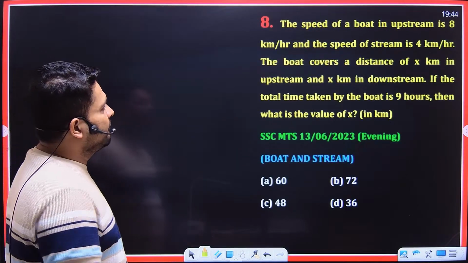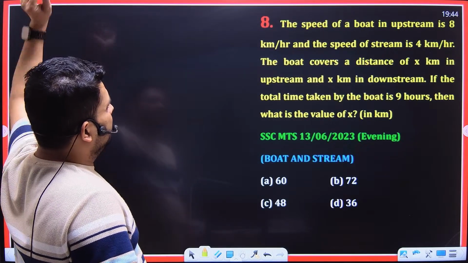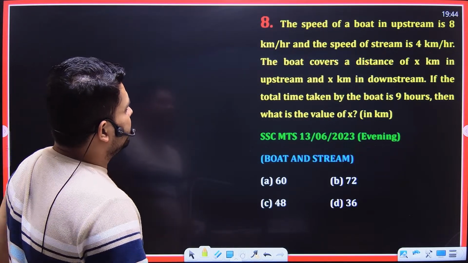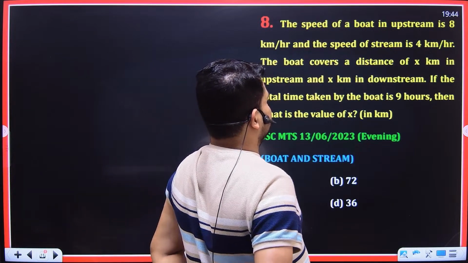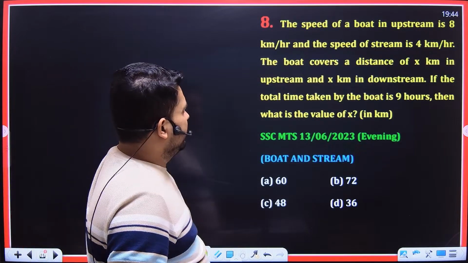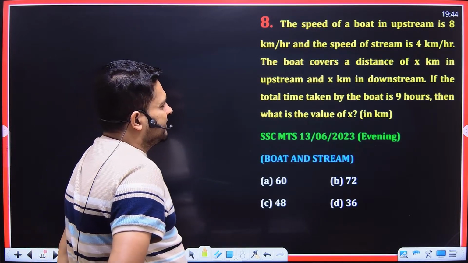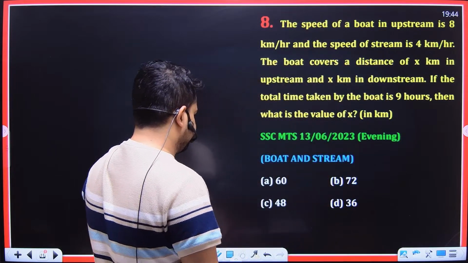The speed of a boat in upstream is 8 km per hour, and the speed of the stream is 4 km per hour. The boat covers a distance of x kilometer upstream and x kilometer downstream. If the total time taken by the boat is 9 hours, then what is the value of x?